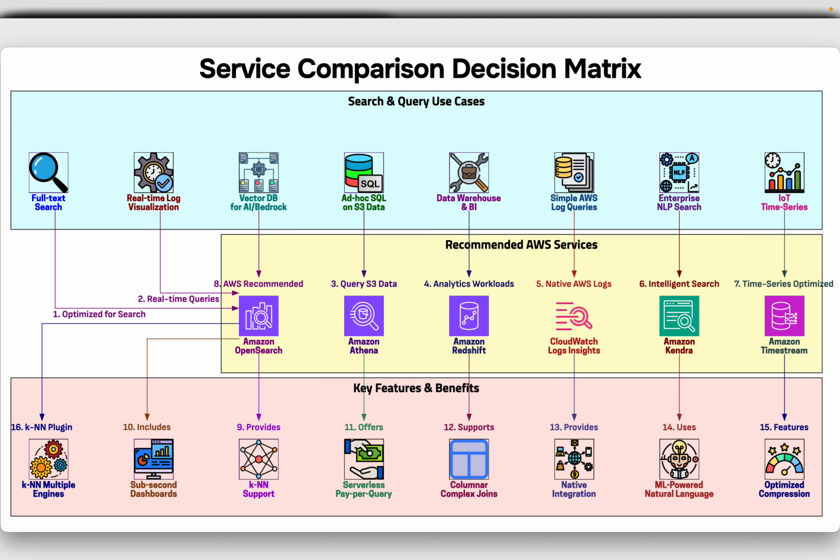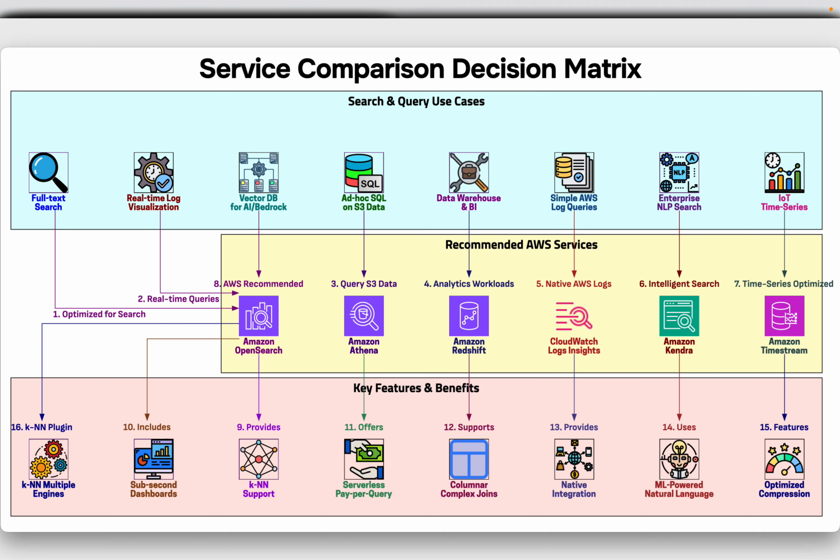And about some other services, Athena offers serverless pay-per-query pricing. Redshift supports columnar storage and complex joins. CloudWatch Logs Insights provides native integration. Kendra uses ML-powered natural language understanding. Timestream features optimized compression for time series data.